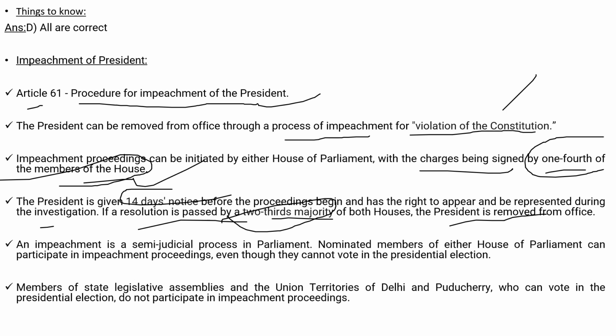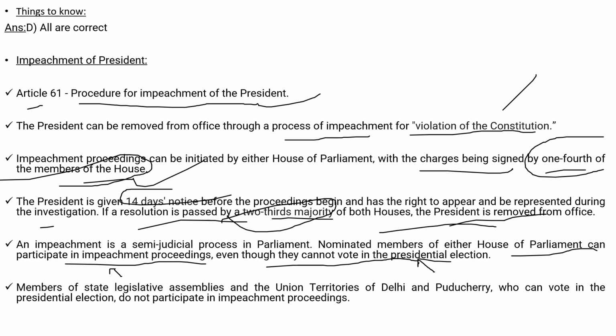Impeachment is a semi-judicial process in Parliament. Nominated members in either house of Parliament can participate in impeachment proceedings even though they cannot vote in the presidential election. Very important: although nominated members cannot take part in the presidential election, they can take part in impeachment proceedings.